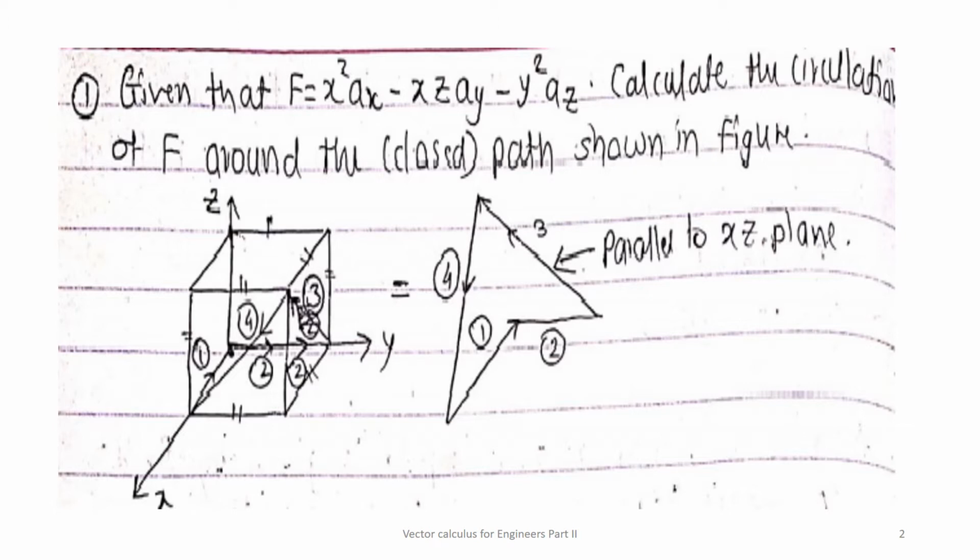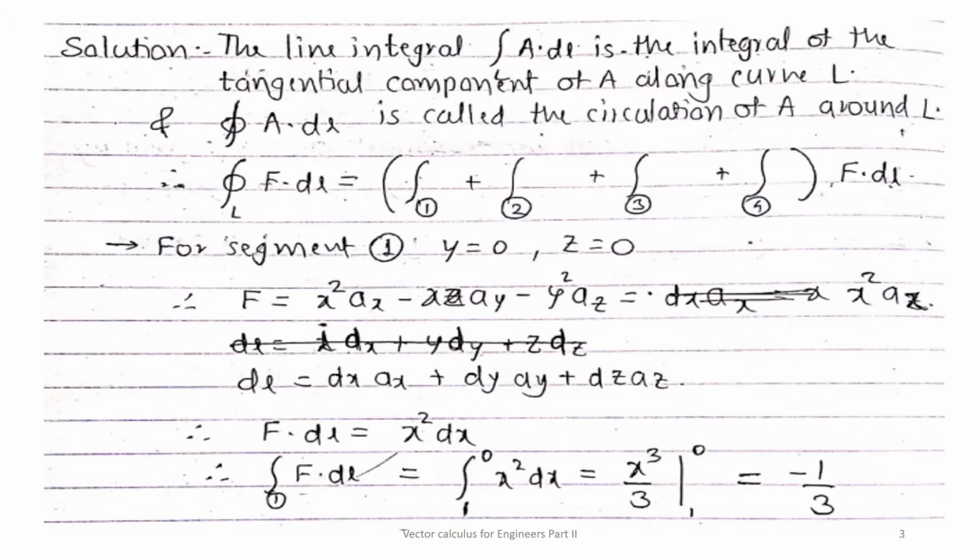Now while solving the problems, you are going to find the integration of A dot dl. What is A? A is nothing but a function, and dl is nothing but the smallest part of the segment, that is the infinitesimal small path along that curve. So A dot dl will be the integral. So while solving the problems, this integral is divided into 4 parts, since there are 4 segments, segment 1, 2, 3, 4, and all are integrated.